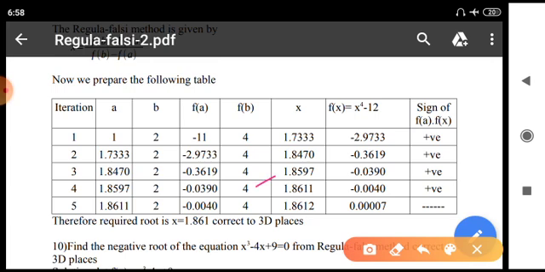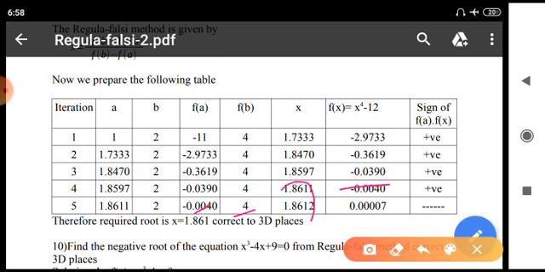Then f of b is 4. X we get as 1.8611. F of x is minus 0.0040. Again we get positive. So we write x value under the column a, 1.8611. B is 2. F of a we have copied from here, 4. So we get x value is 1.8612.